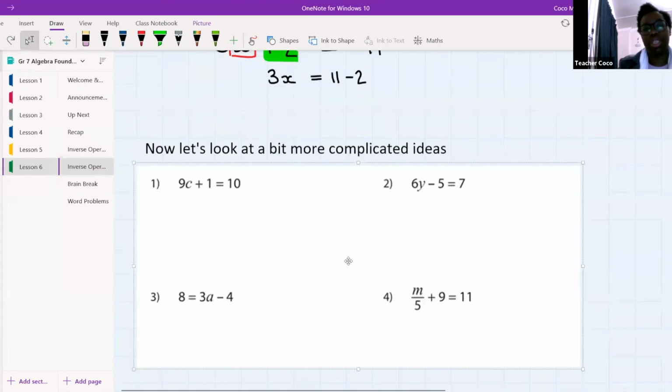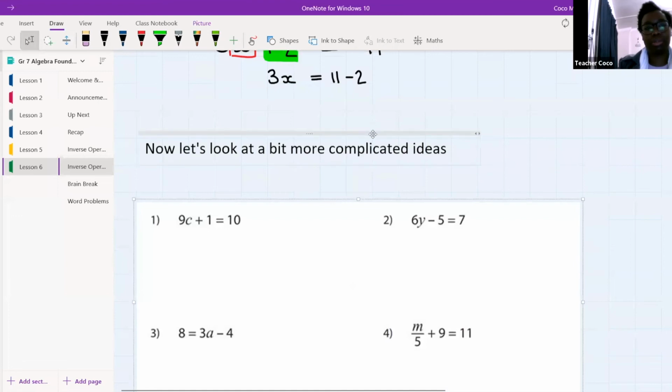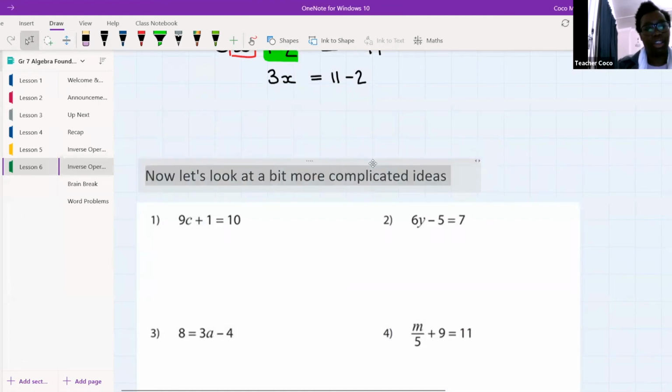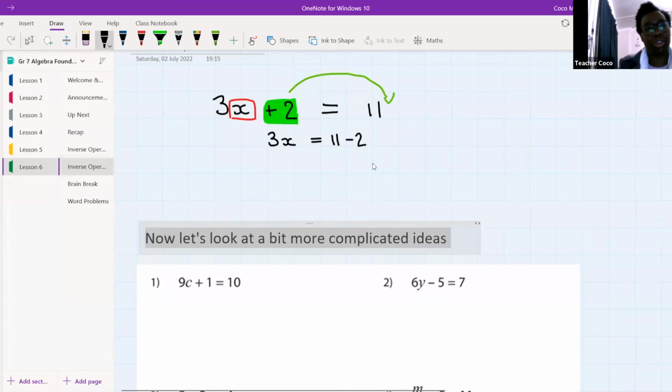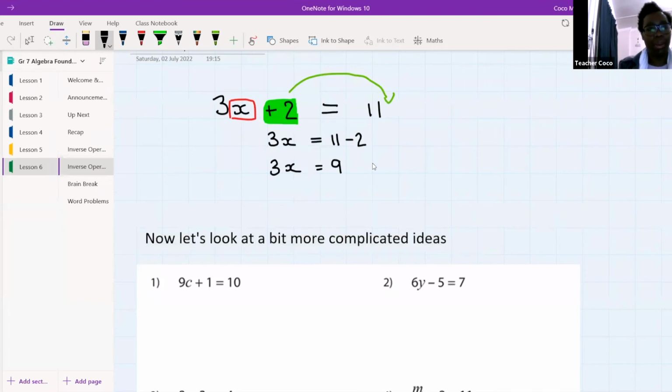Oh, guys, technology is just not my friend today. Okay, so in my next line, I'm going to write 3x is equal to 11 minus 2, which will give me 9. But this over here, I'm going to change my color quickly. This 3 next to x actually means, and I'm going to write it on the side here, 3 multiplied by x.